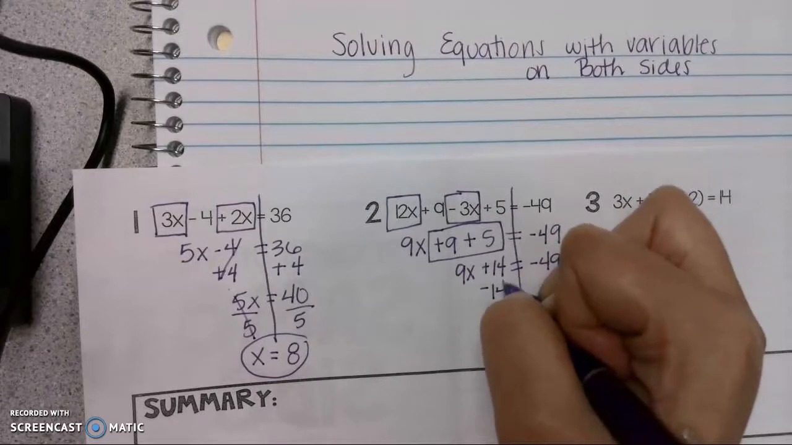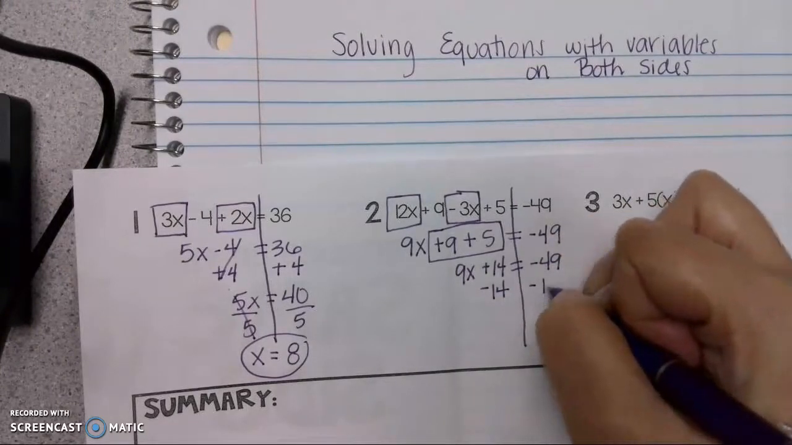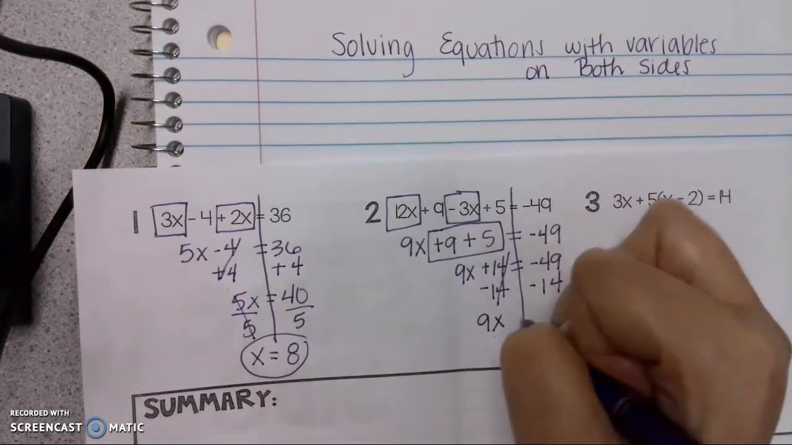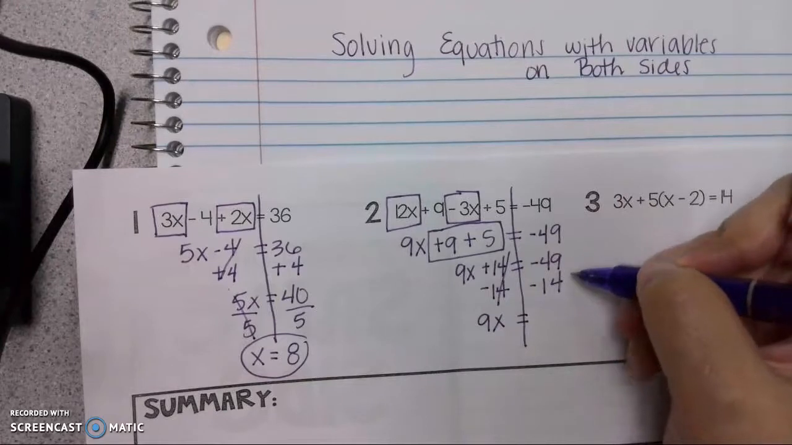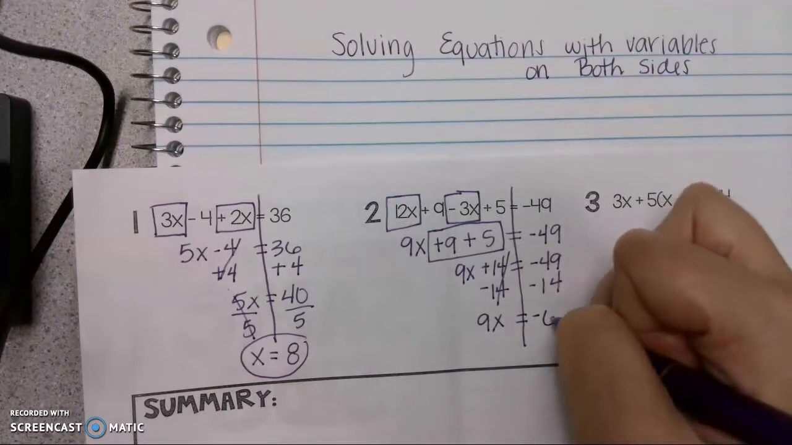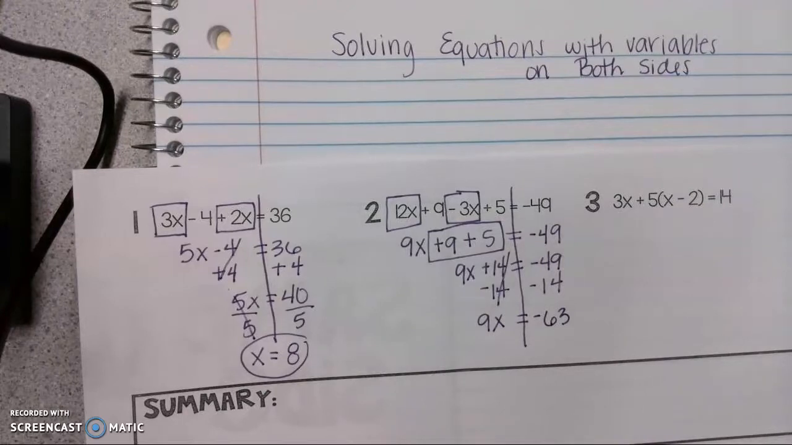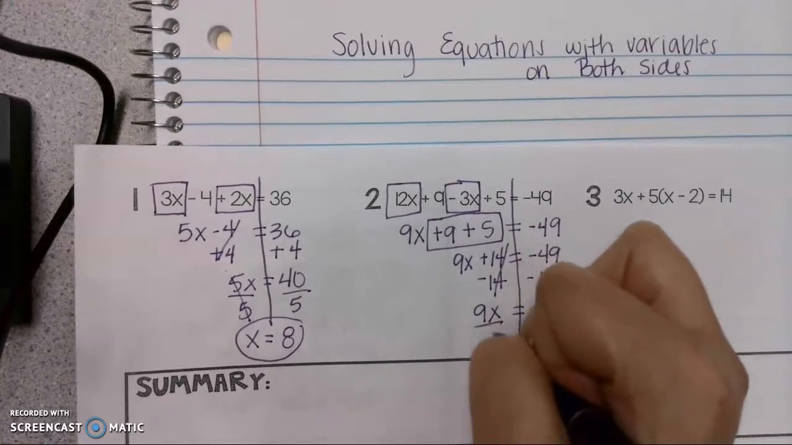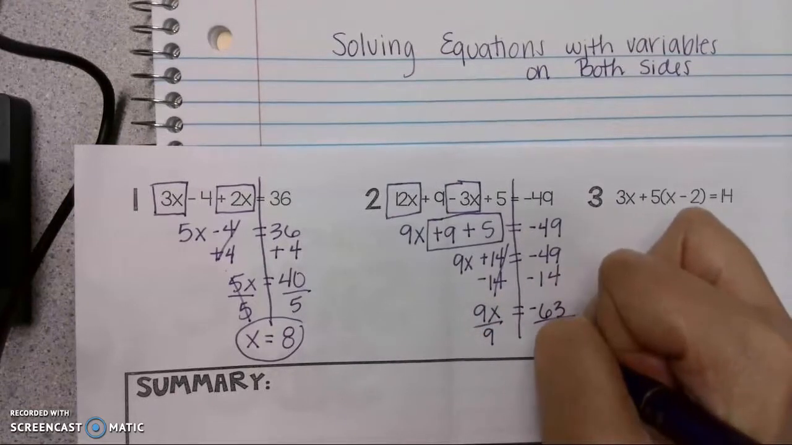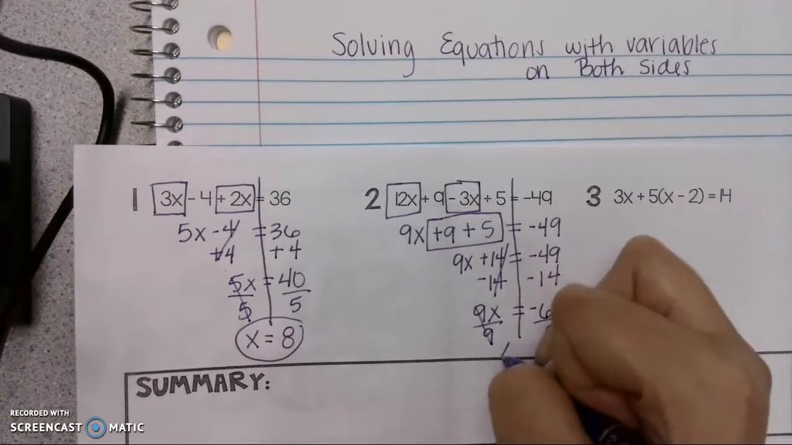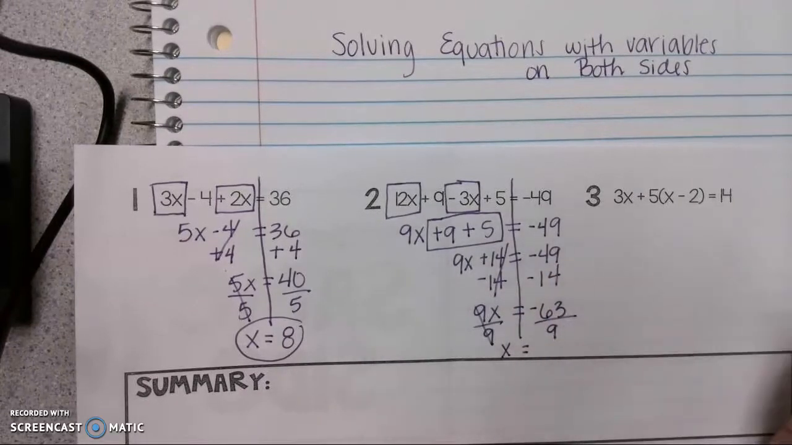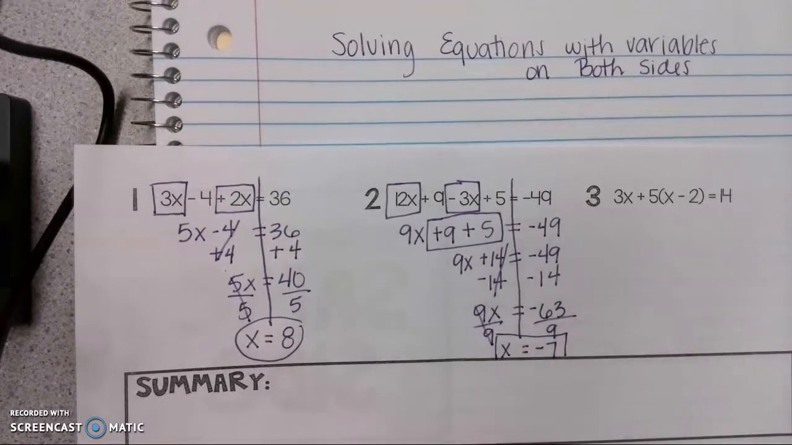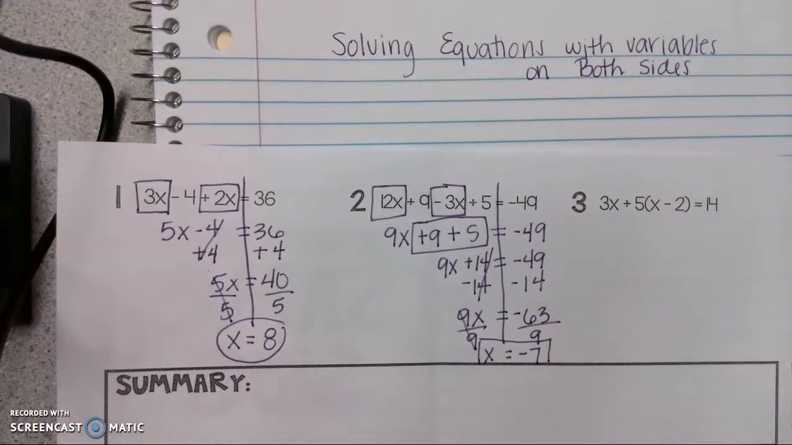Continue. I've got to do the opposite of adding 14, which is subtracting 14. Those cancel out. My 9x is left over here. Negative 49 minus 14 more is a negative 63. A little bit crooked. And then to get my x all alone, I need to divide by 9. 9 divided by 9 is 1. My x is all alone. Negative 63 divided by 9 is a negative 7. I always like to circle my answer to keep it organized.